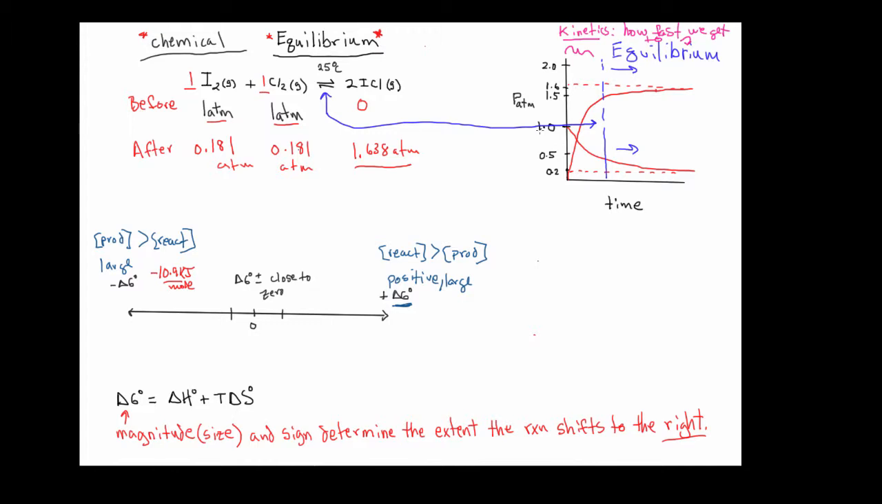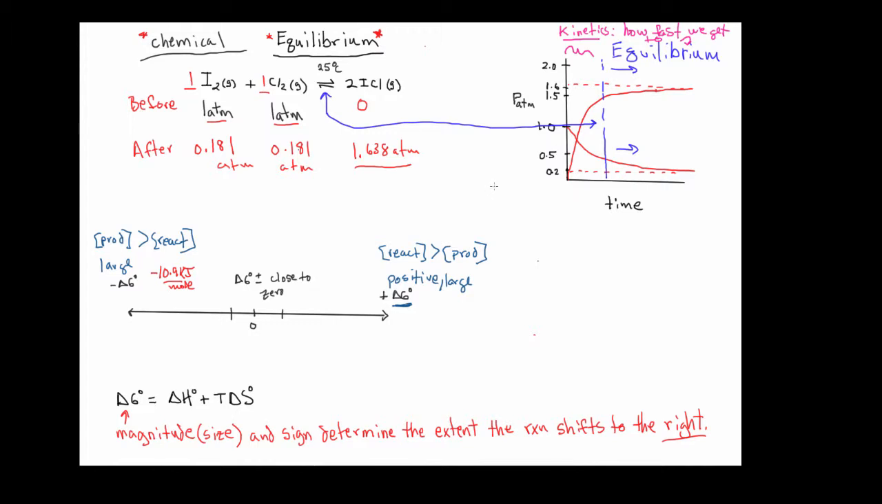So, in this case, we're looking at a chemical reaction where the reaction is initiated with 1 atmosphere of iodine combined with 1 atmosphere of chlorine. And I had mentioned that there are two main things that you've got to wrap your mind around before we really get into the nitty-gritty of equilibrium.